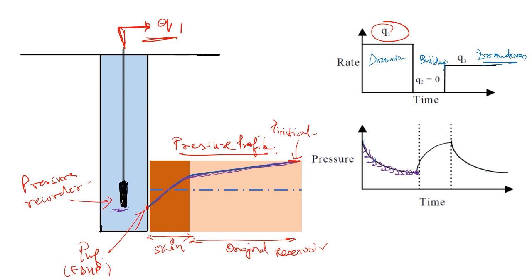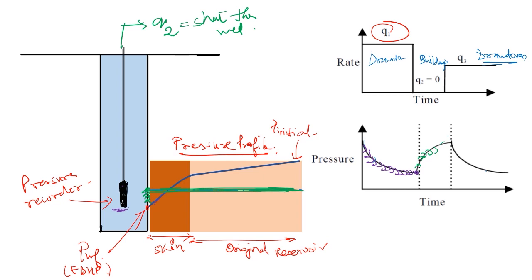Now in case 2, what I did is I shut the well. In Q2, I have shut the well, and you can see my pressure is building up. Once I shut the well, I obtain a shut-in pressure, and then with time my pressure is rising.